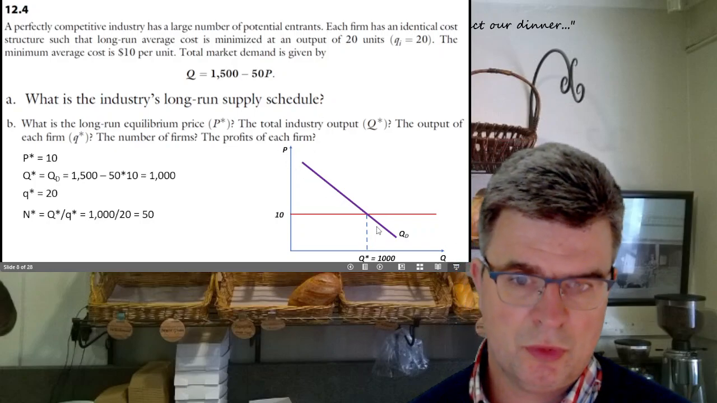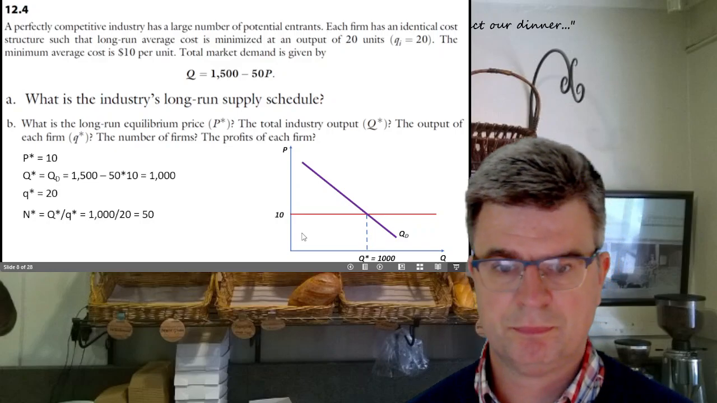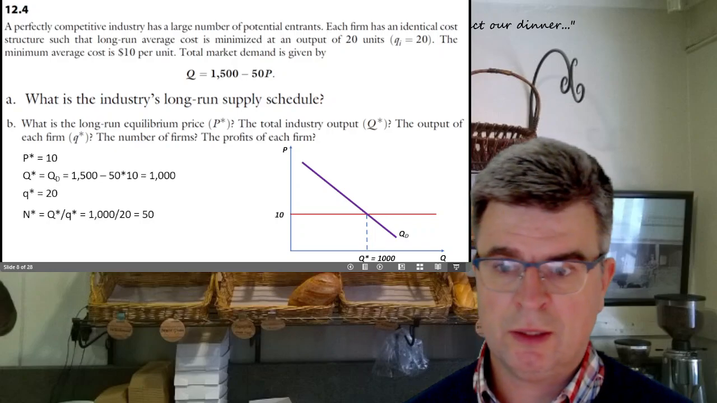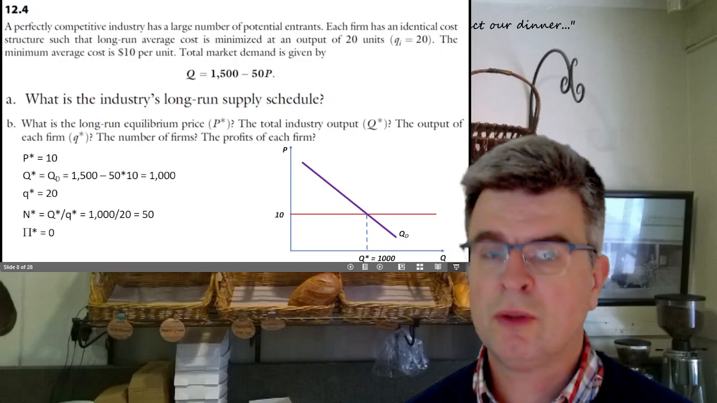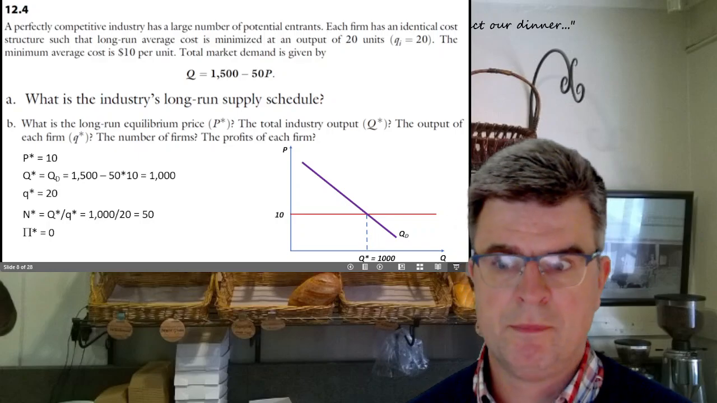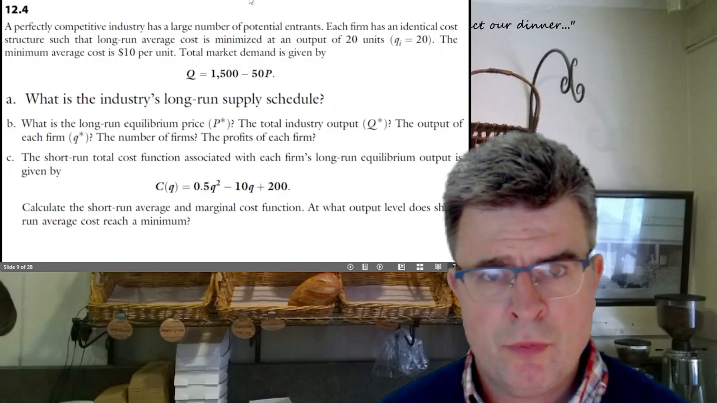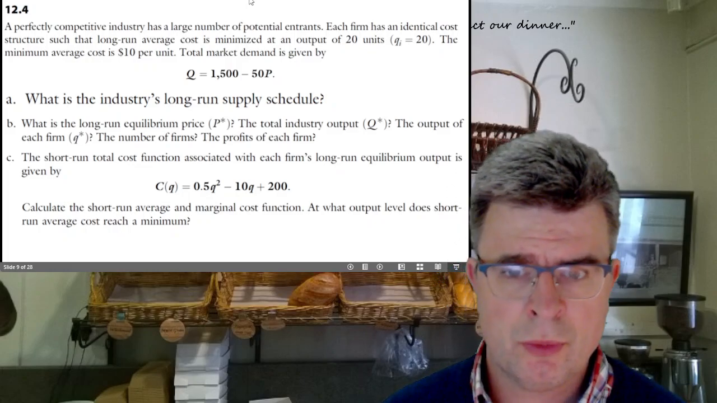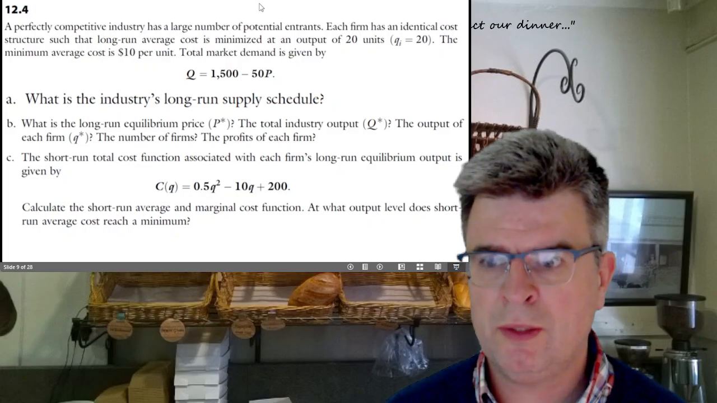And well, just the market demand function looks like this very simple graph. And the profit of each firm, and that's the negative news for the firms in this industry, individual profits in the long run are identical to 0. This completes question B. And now we are ready to do question C. In question C, we focus on the short run, and we are given the short run total cost function associated with each firm's long run equilibrium output. So the equilibrium output of 20.